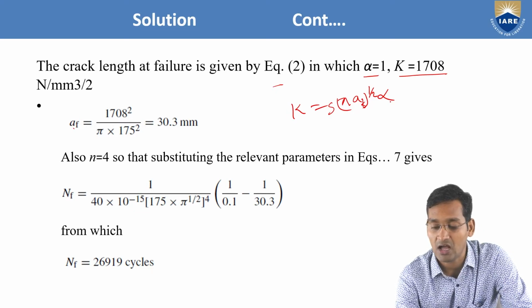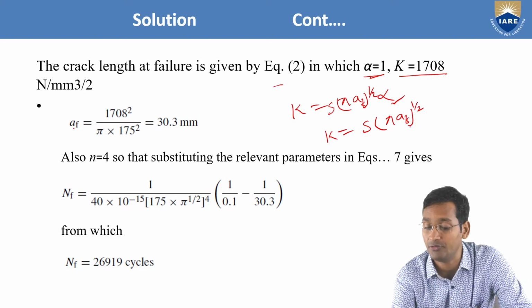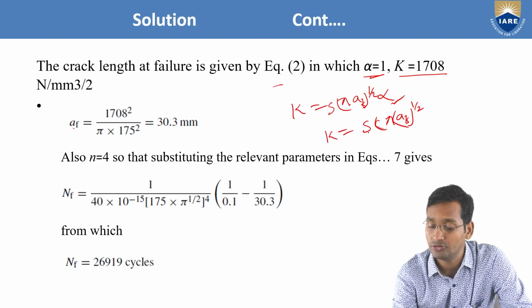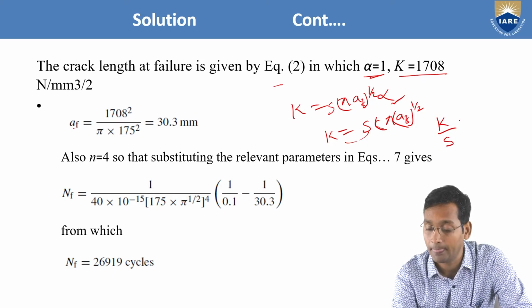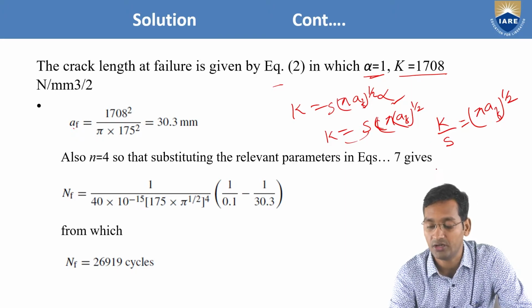Now alpha is 1, right? So we can remove that one. So K equals S pi Af power half. This is our formula. Now from here we have to find Af. So what we will do? First divide this one, so K by S. Now, K by S equals pi Af power 1 by 2. Now square both sides. So what happened? K by S, or you can write K square by S square equals pi Af, because after squaring this will get cancelled.